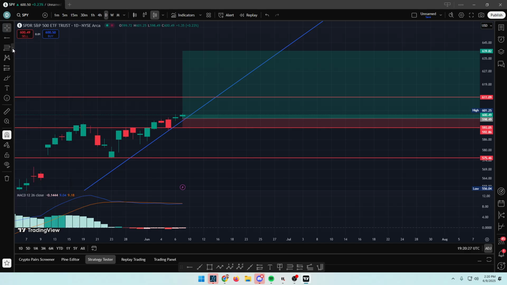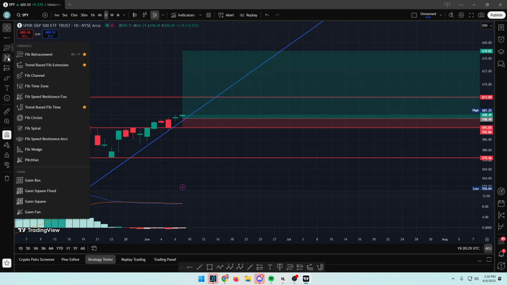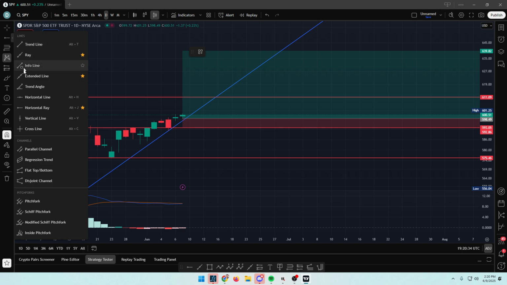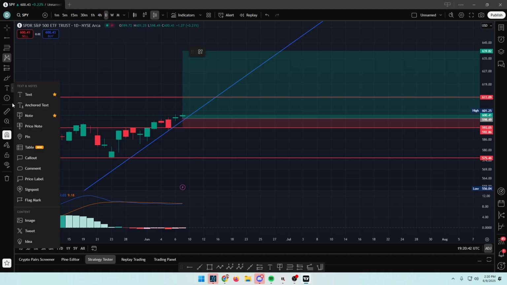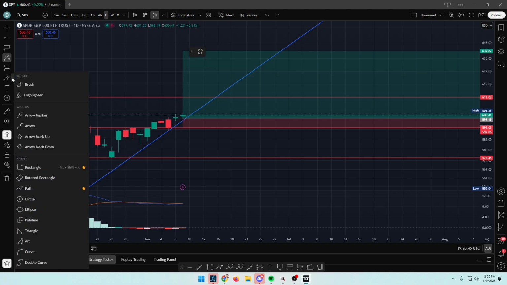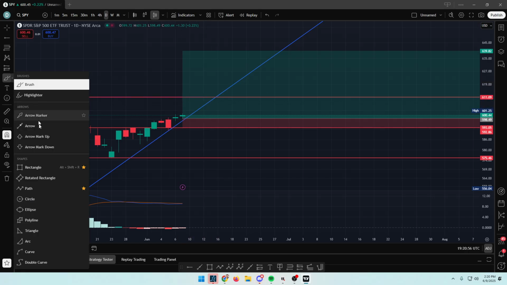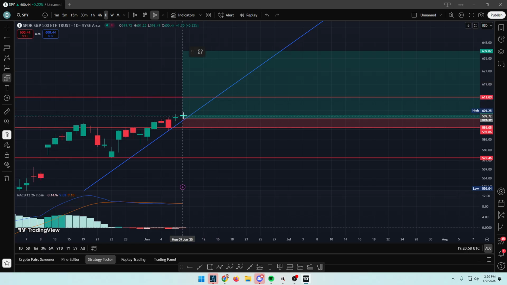Let's see. Where's my lines? I'm looking for my lines. I'm not seeing them. Give me a second here. Okay, we'll just use this. So this is going to do something like this. It's going to bounce. Price is going to do something like that. I don't like that. There we go. Polyline. That's what I'm looking for.